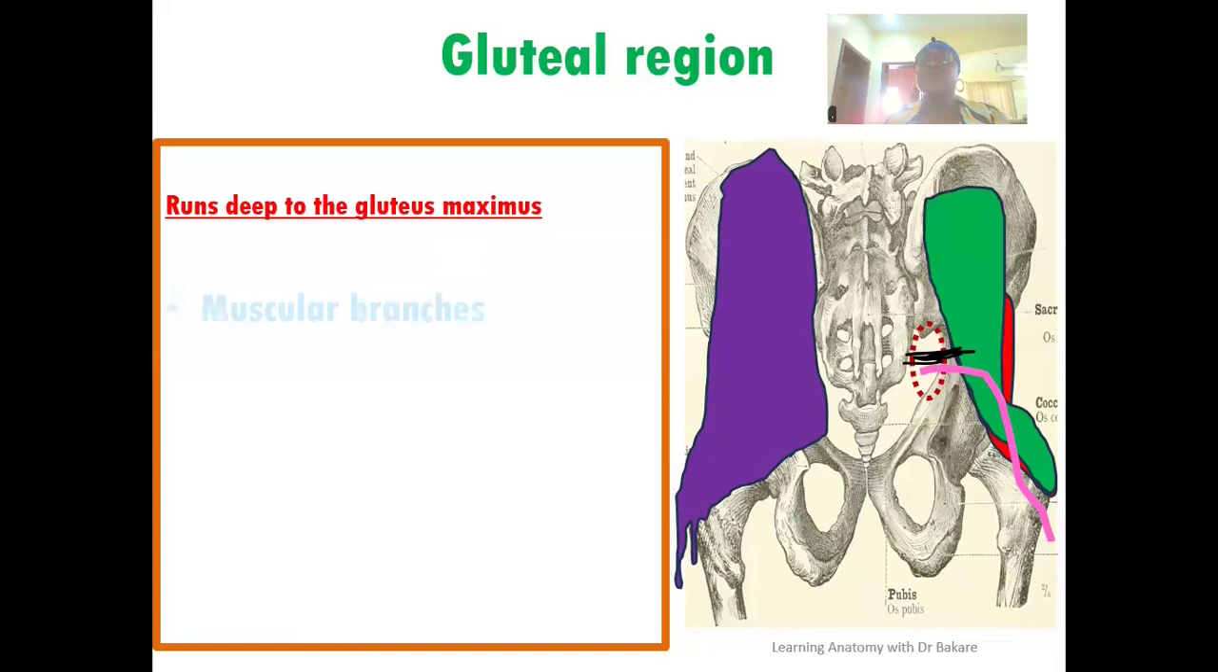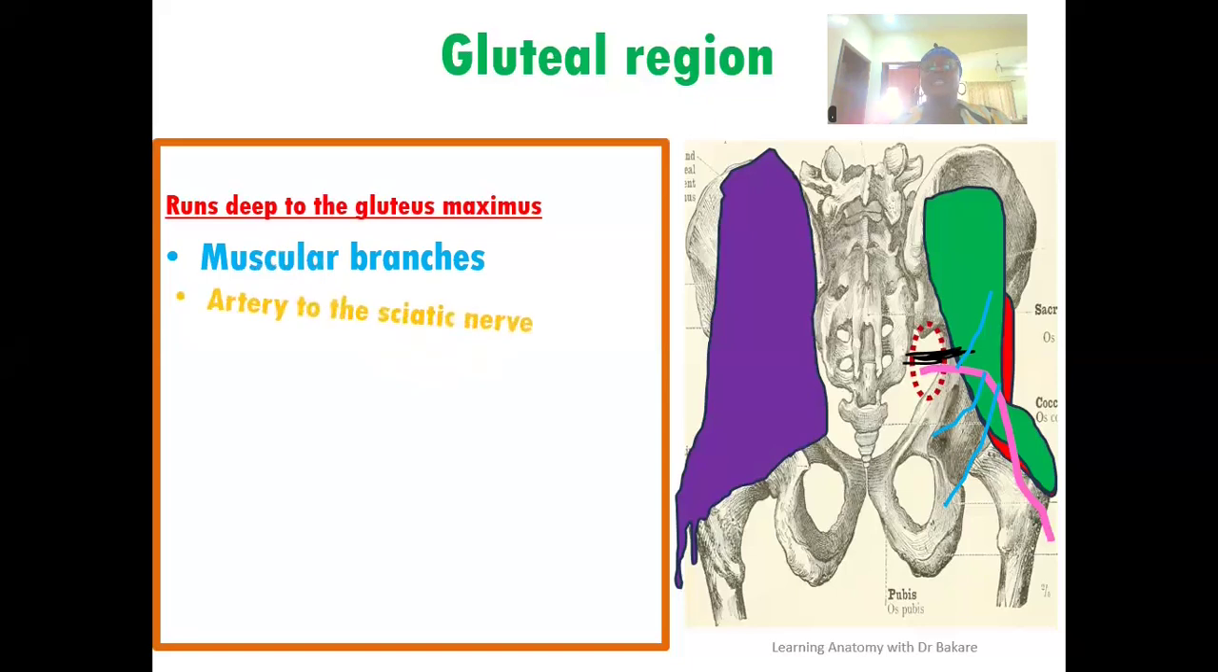The first branch that we have are muscular branches. We have a number of branches which are highlighted here in blue, and these are the muscular branches. These muscular branches are seen to provide supply for muscles around this region. We'll be looking in detail into the different muscles that the inferior gluteal artery will be providing supplies for.